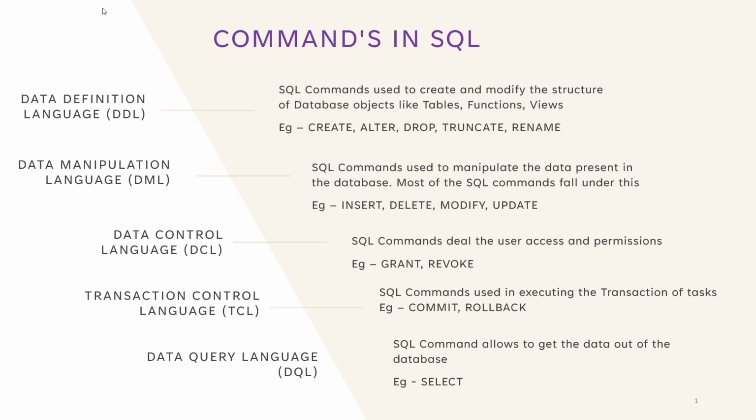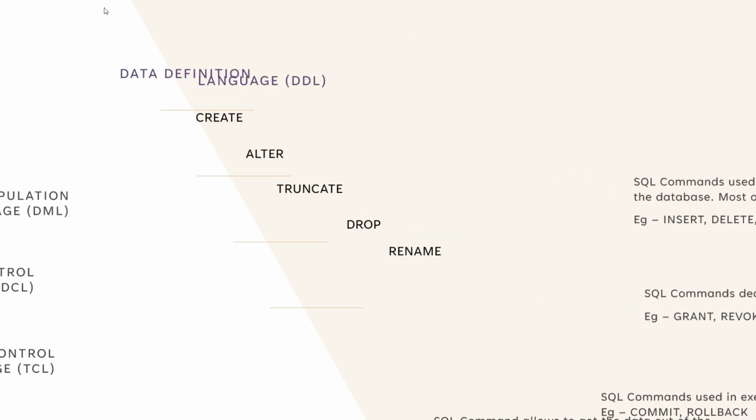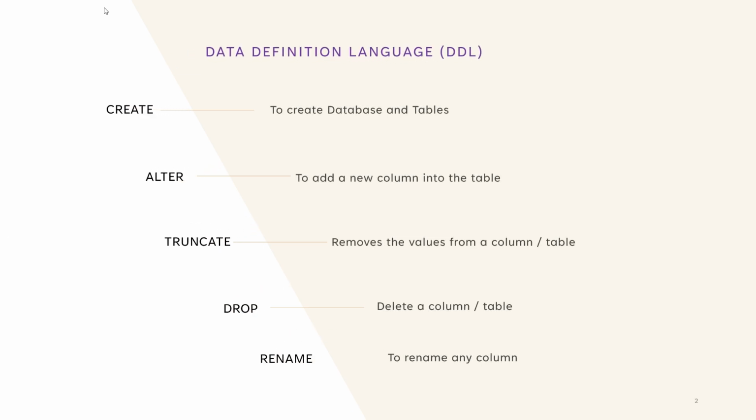Basically, data definition language contains all the SQL commands used to create and modify the structure of database objects like tables, functions, and views. For example, create, alter, drop, truncate, and rename. We will see all these commands in detail. Just like the literal meaning of these commands, for the same purpose it is used in SQL. For example, the create command is used to create databases and tables. The alter command is used to alter the structure of the table by adding a column. The truncate command is used to remove the values from a column, and the drop command is used to destroy the table and column.